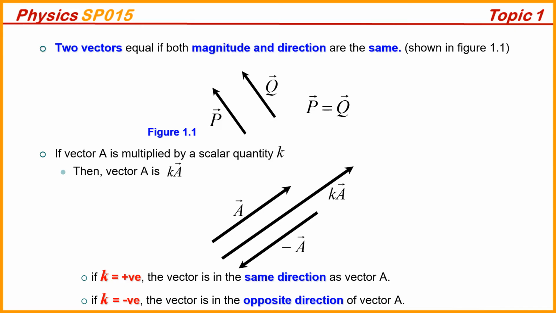Vectors P and Q are said to be the same in magnitude and direction, so we can write the notation vector P is equal to vector Q. If we have a vector A which is multiplied by a scalar quantity k, then the vector is equal to kA, as shown. If k is positive, the vector is in the same direction as vector A, and if k is negative, the vector is in the opposite direction of vector A.